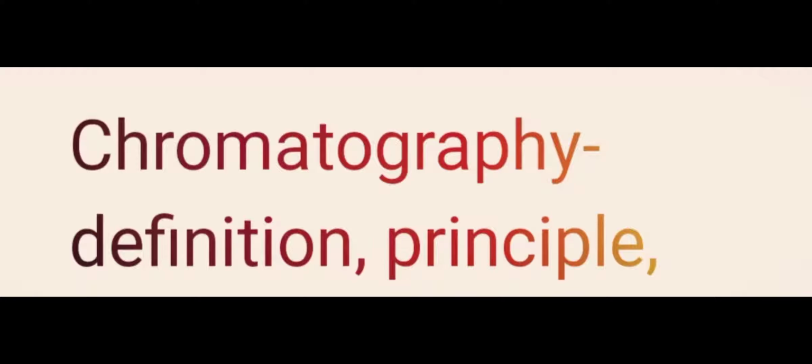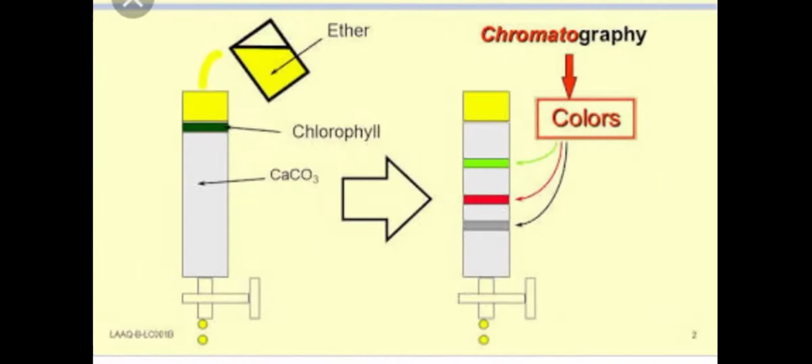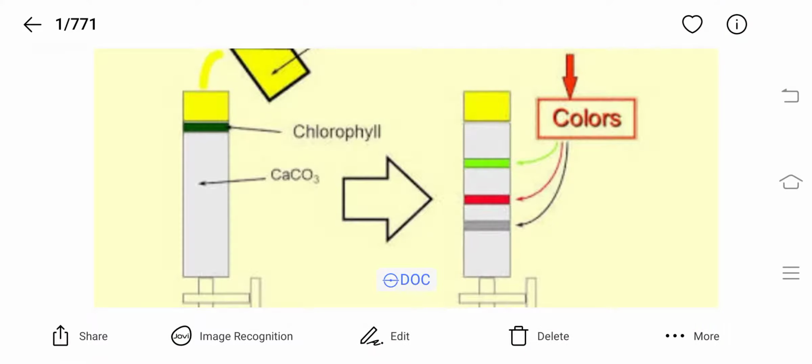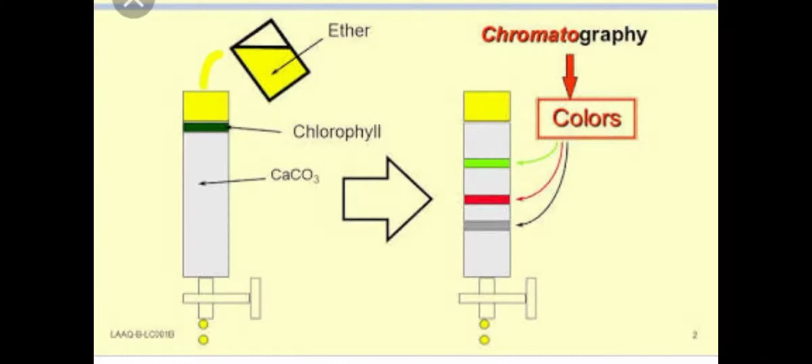Who discovered it? A Russian botanist, Mikhail Tsvet, discovered this technique. His first experiment was a column chromatography. As you can see in the figure, this is a glass column filled with calcium carbonate. Because it was stationary and packed in a glass column, it was known as the stationary phase.